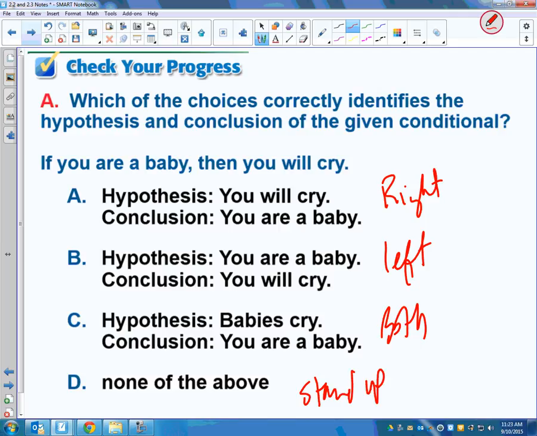Slow down. Let's read it. Which is the hypothesis of which conclusion? If you're a baby, then you'll cry.